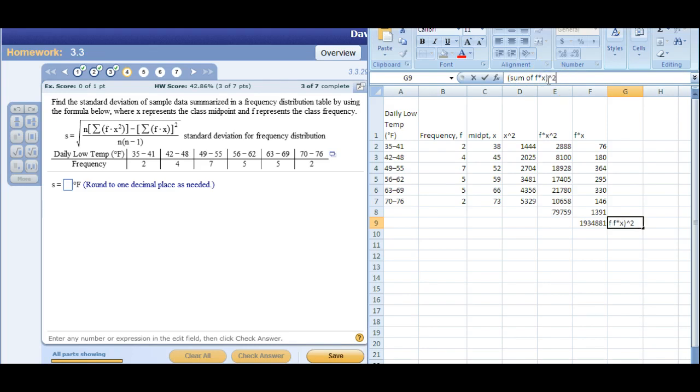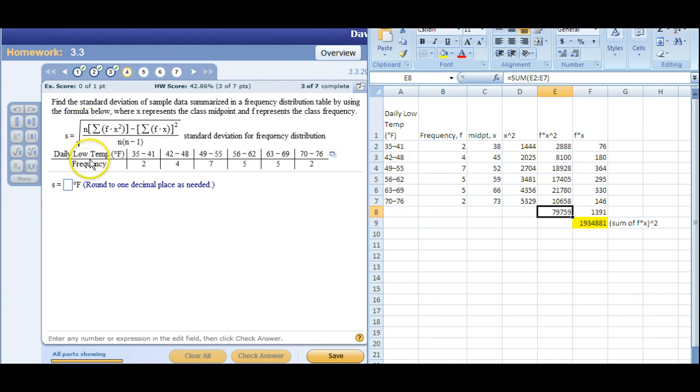I'm just putting that in there. You don't need to do this obviously in your work. I'm just showing you where everything goes. Okay, so this right here is this. Over here I've got the f times x squared and I've got the sum right there.